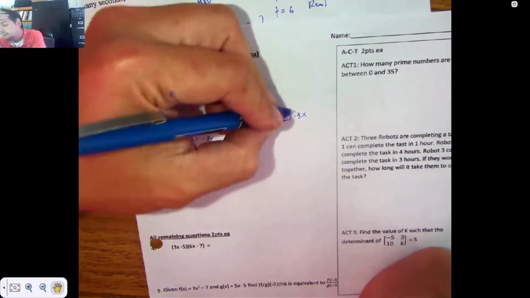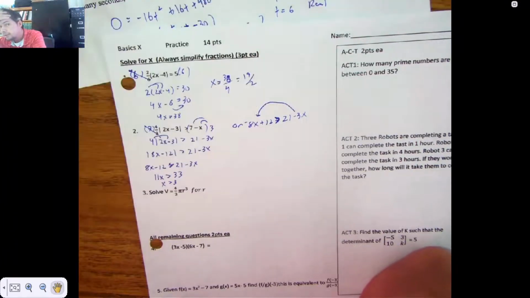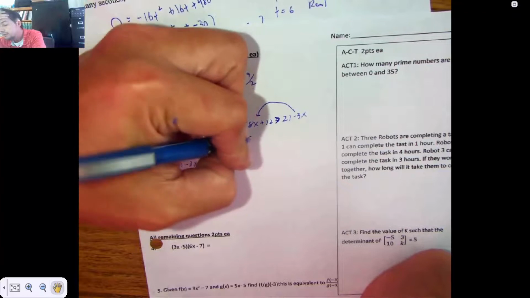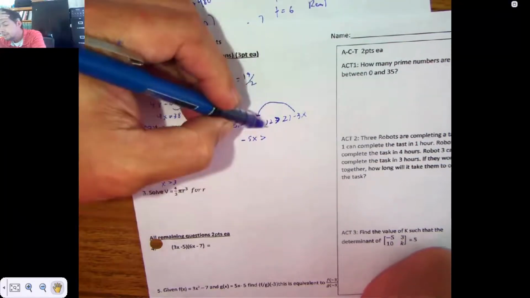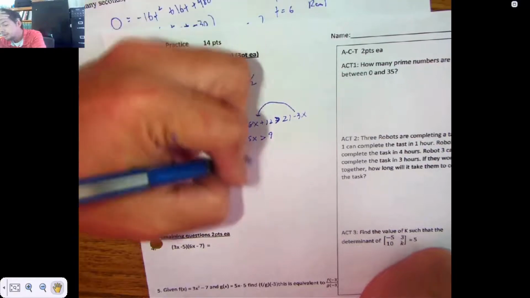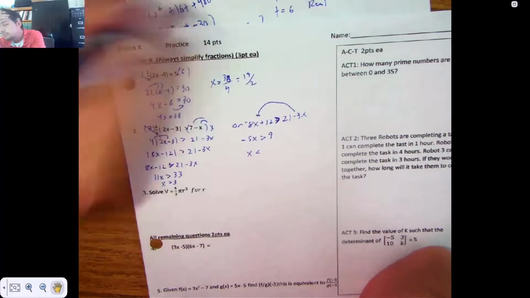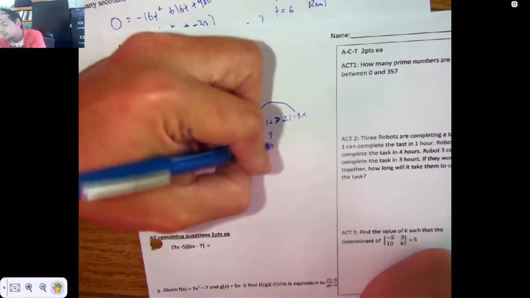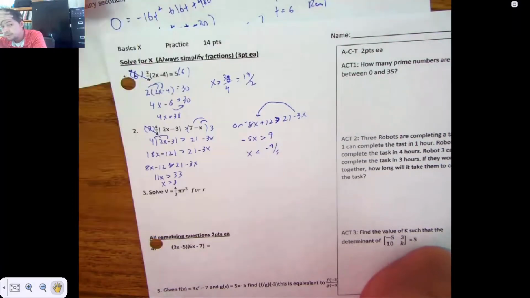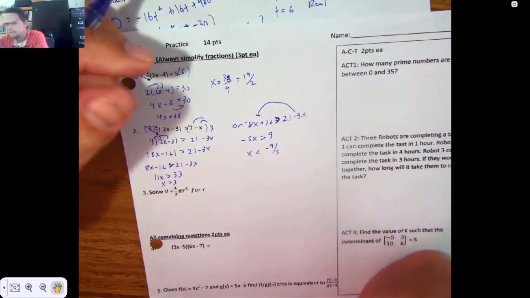The other one, I would also add a negative 3x. That would give me negative 5x. I would take 12 away from 21. That should give me a 9. And I would divide by a negative 5. And when you divide by a negative, you flip the inequality symbol. Negative 9/5. And there's my 2 answers. I'm either more than 3 or I'm less than negative 9/5.